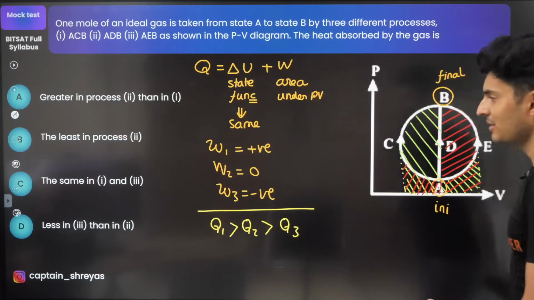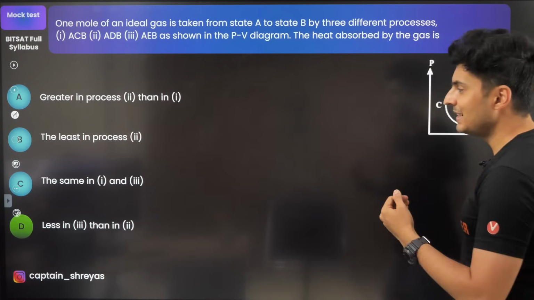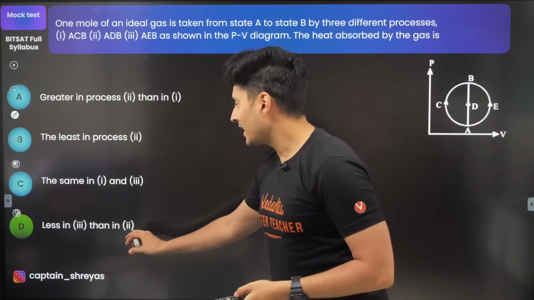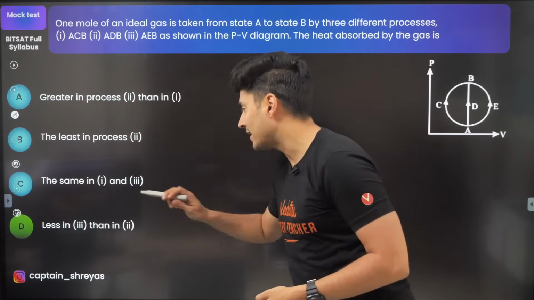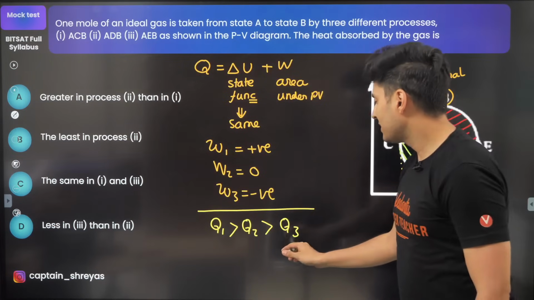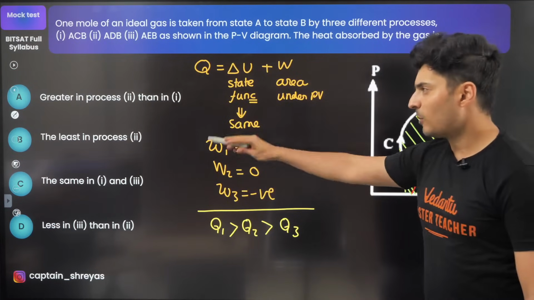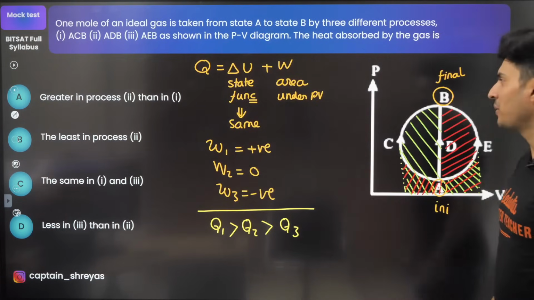Accordingly, look at the options. I'm pretty sure you can see option D is the only one which is correct. Q is less in the third as compared to the second. Other options have one or the other thing which is wrong.